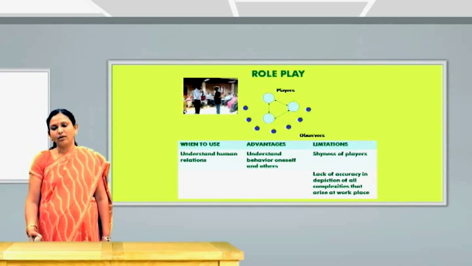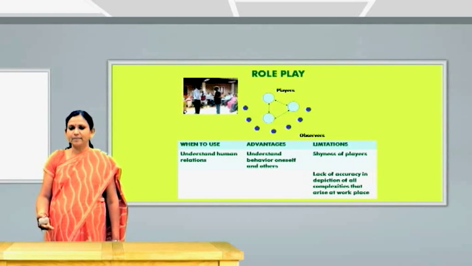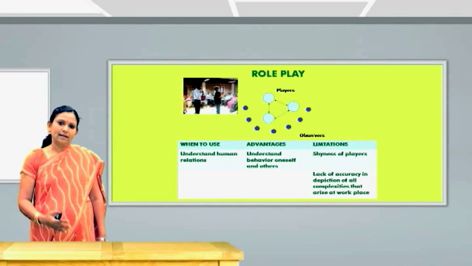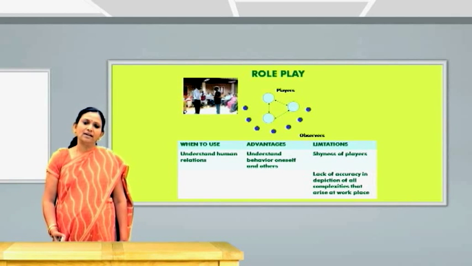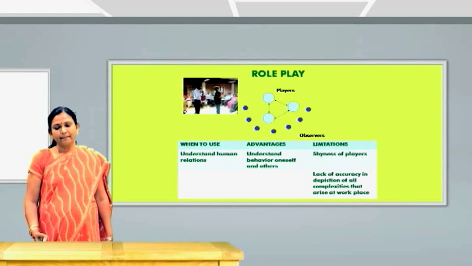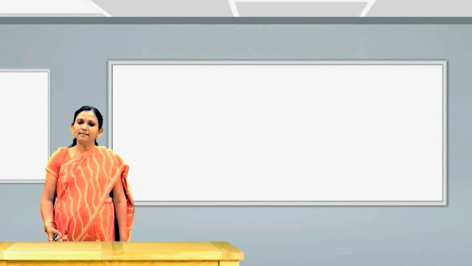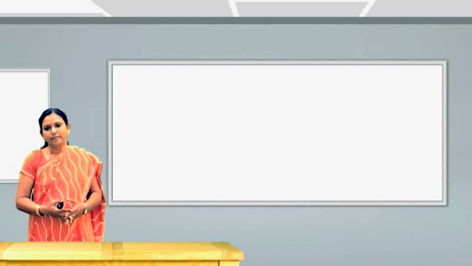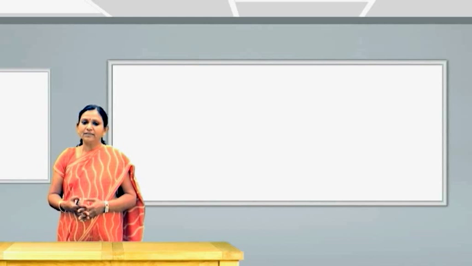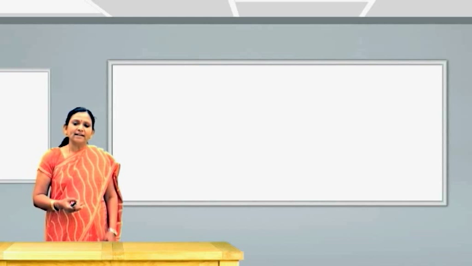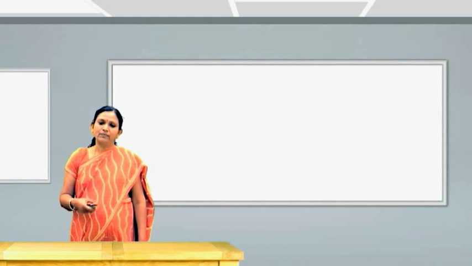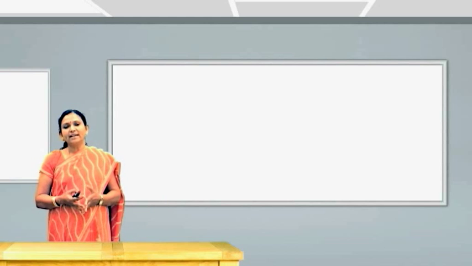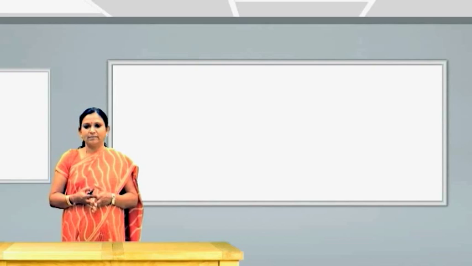Here the trainer calls the enacting participants outside the classroom and explains the roles, and the participants come back into the training hall and enact the roles, and participants get the learnings by observing the players who are playing the roles. The advantage is that we can understand the behavior of oneself and also others, and this role play can be used where no other method can work.